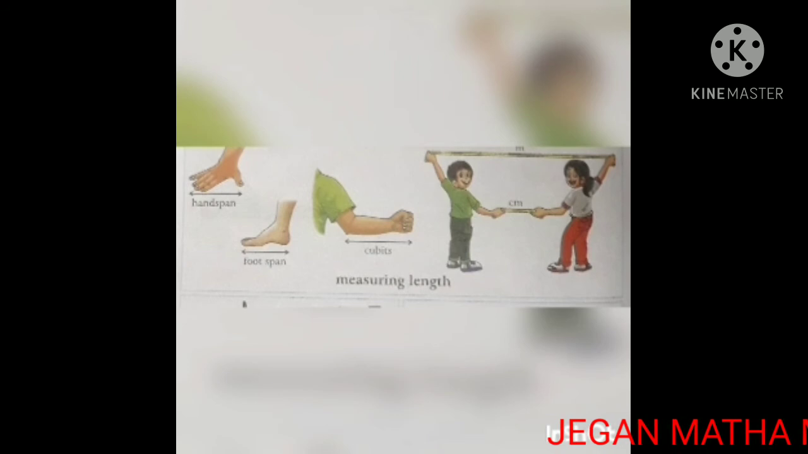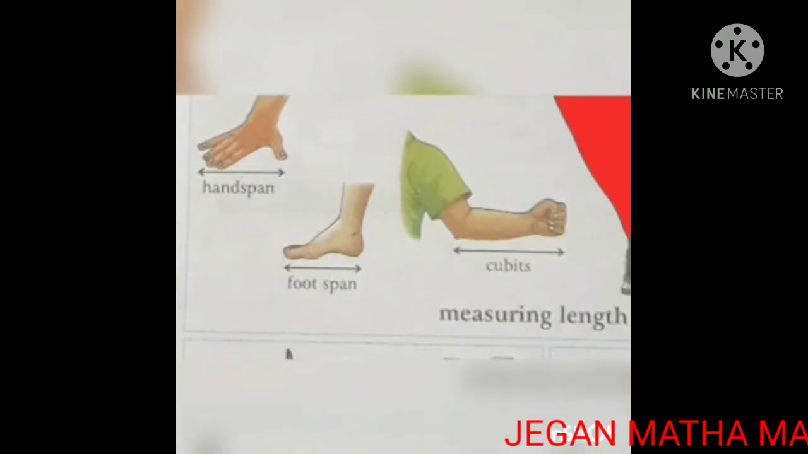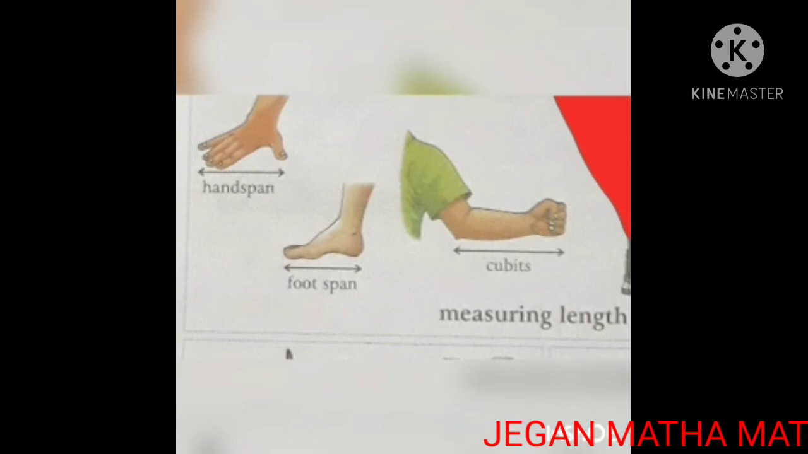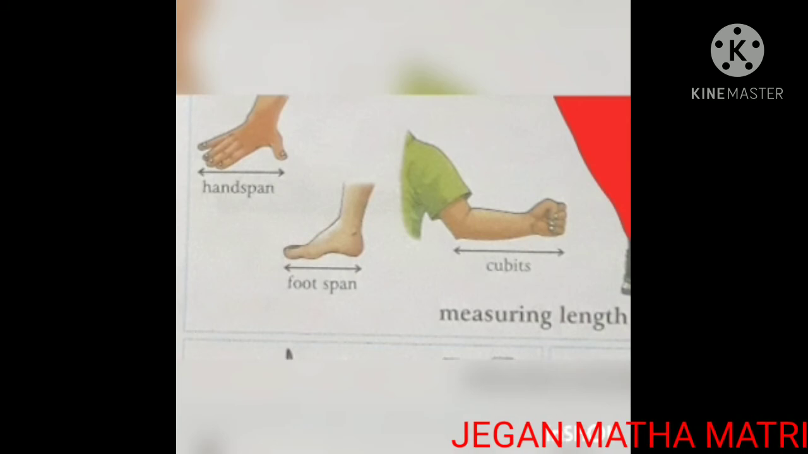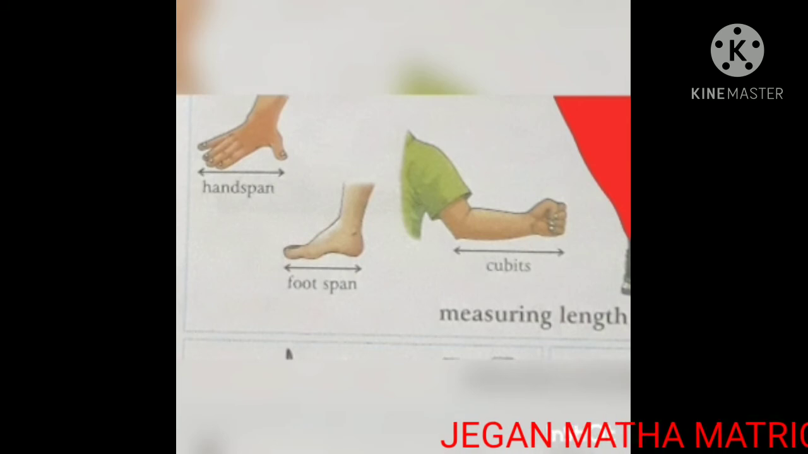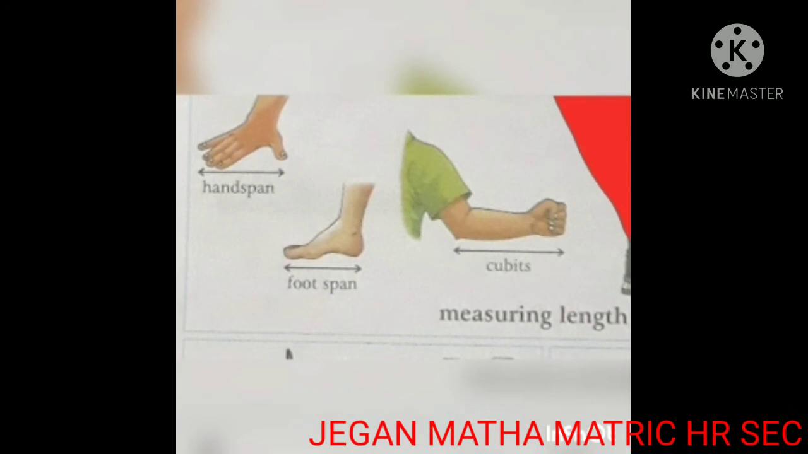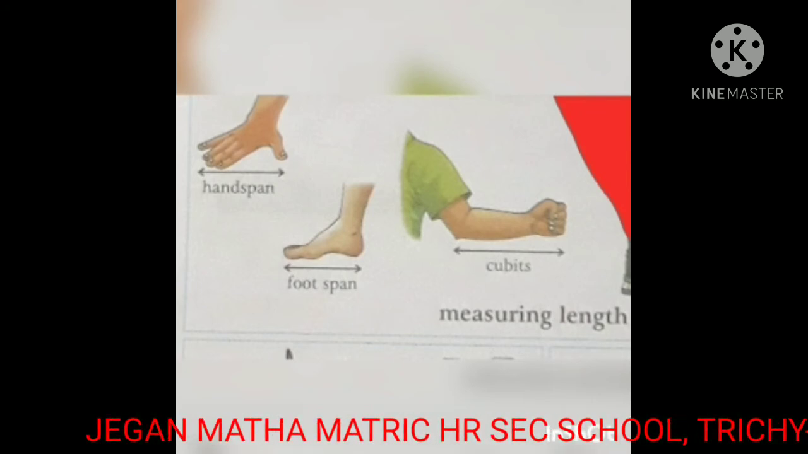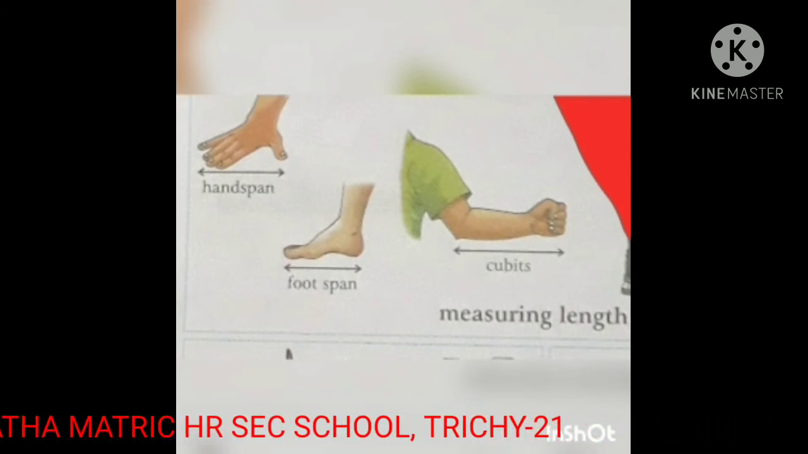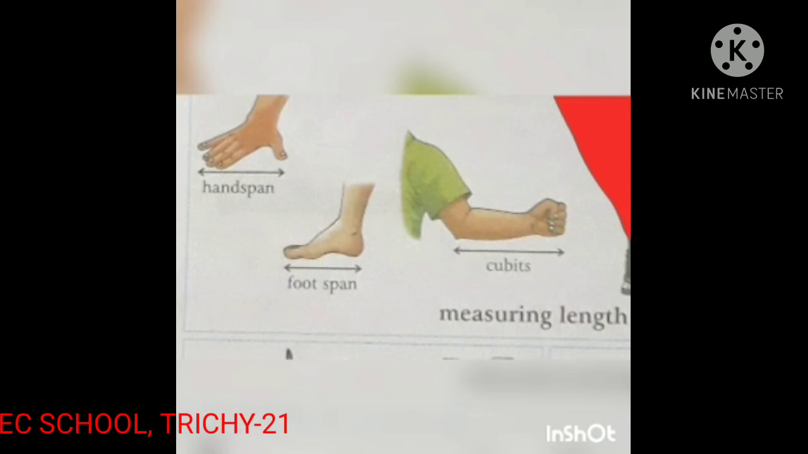Look at this picture, kids. Measuring length. In this picture, you can able to see hand span, foot span, cubit. These are non-standard units.